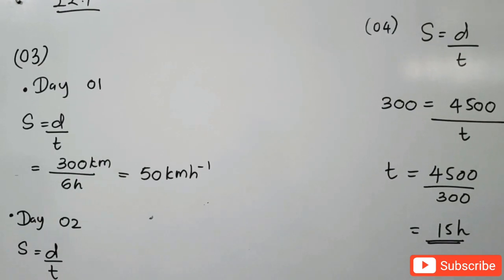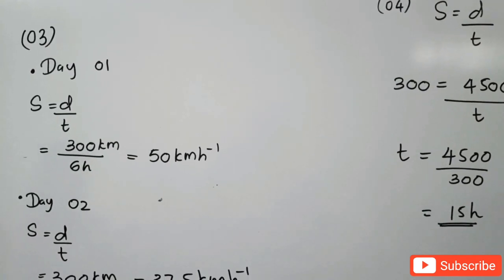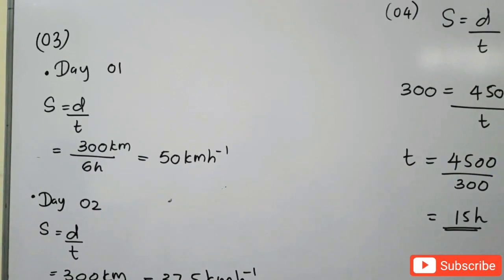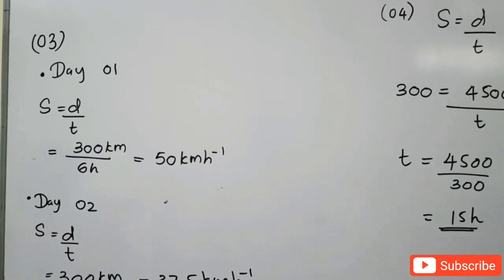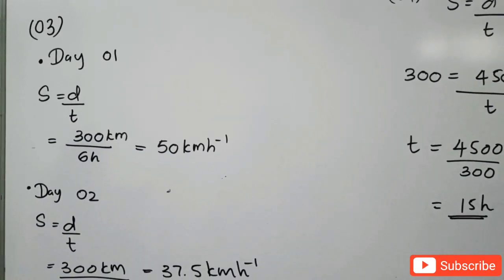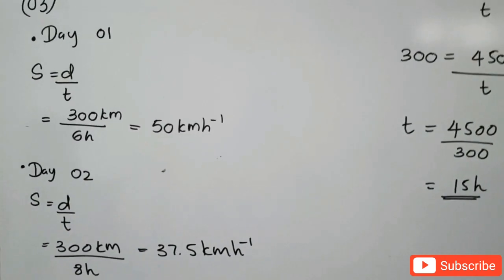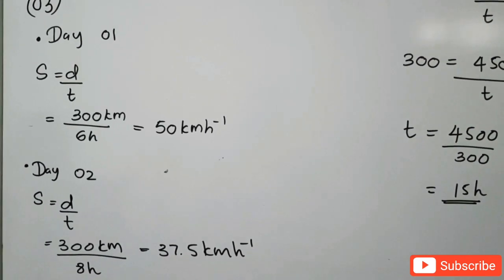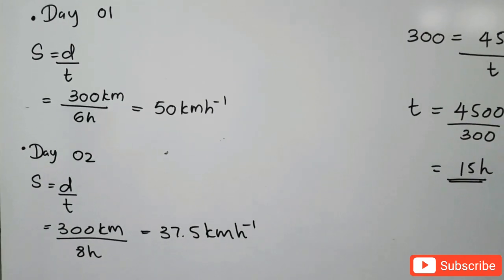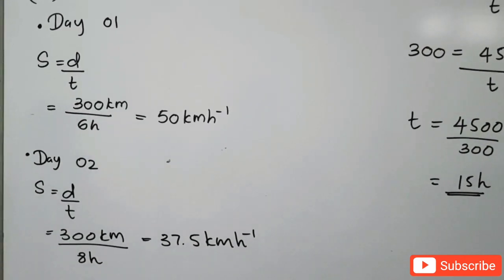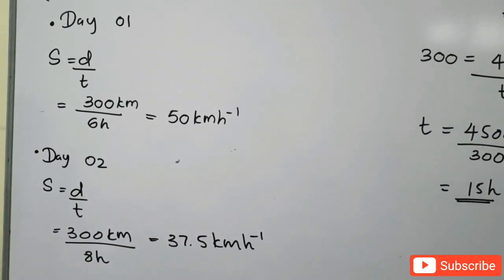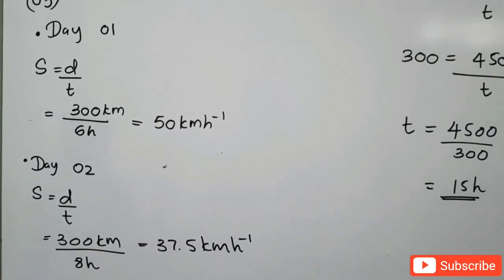Okay, come, let's move on to question number 3. Let's say on a certain day an electric train moving at a speed took 6 hours to travel a distance of 300 kilometers. On another day, the train took 8 hours to travel the same distance. Find the difference between the speeds at which the train traveled during the 2 days.